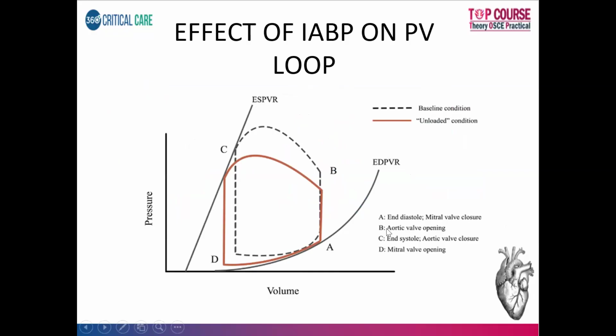So I've already mentioned this before. There is a pressure augmentation, or a leftward shift of the PV loop in a patient who is on IABP, which decreases the load on the myocardium and has a better outcome, that is better cardiac output in a patient on IABP. You can see that there is a baseline condition and an unloaded condition. Because of this unloading, there is a leftward shift, there is an improvement in the volume because of decreased pressure. And that is the reason there is an improvement in the cardiac output. Am I clear till here? Okay.